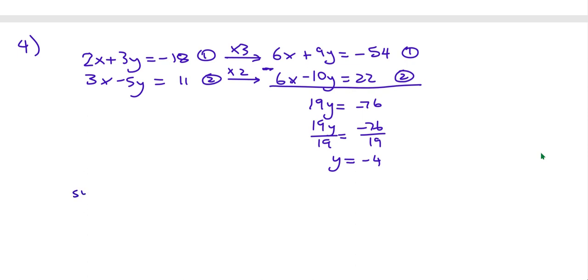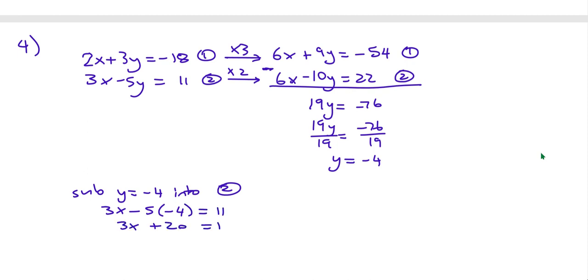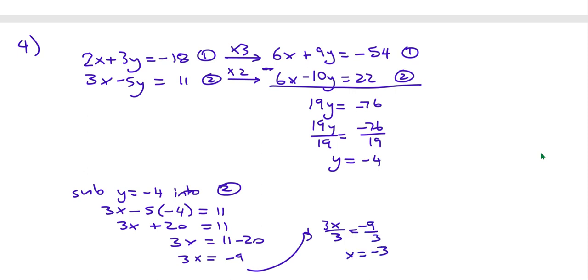The rest is the same. Sub y equals negative 4 into either of the equations. Let's go equation 2. Then 3x minus 5 times negative 4 equals 11. 3x plus 20 equals 11. 3x equals 11 minus 20. So 3x equals negative 9. 3x divided by 3 is negative 9 divided by 3, so x is negative 3. So the point of intersection, which is xy, is negative 3, negative 4.